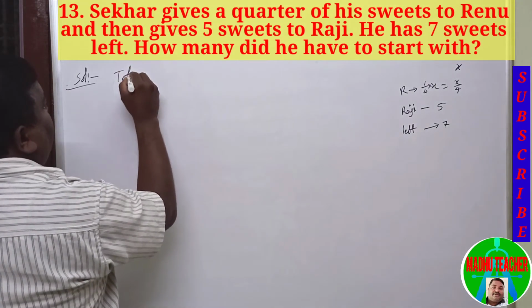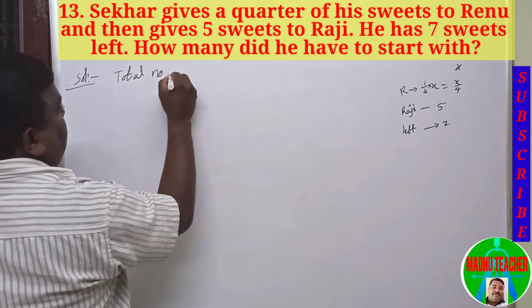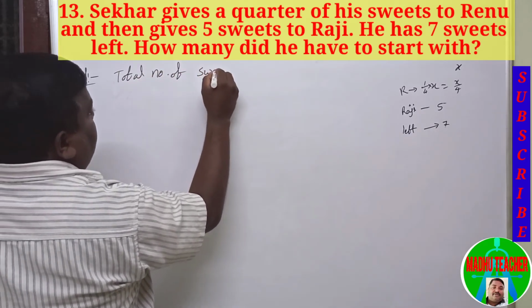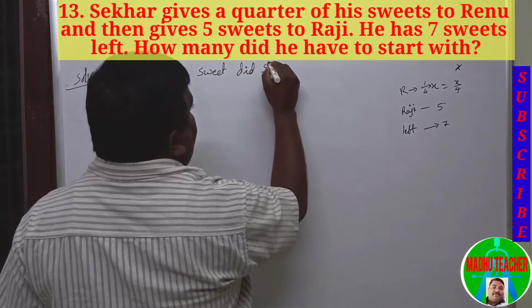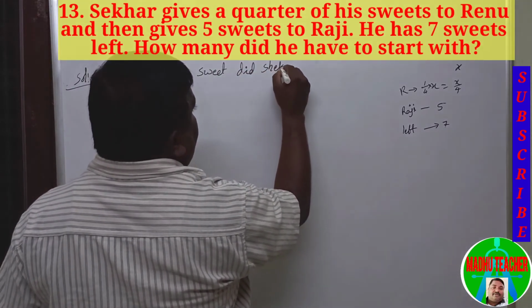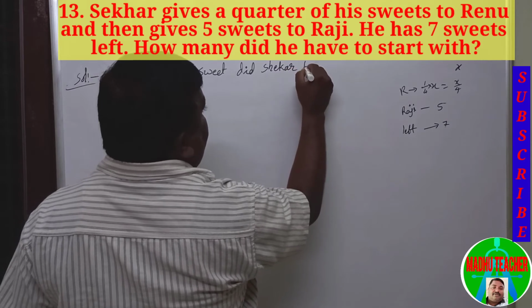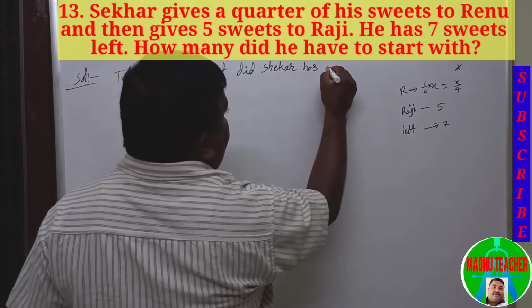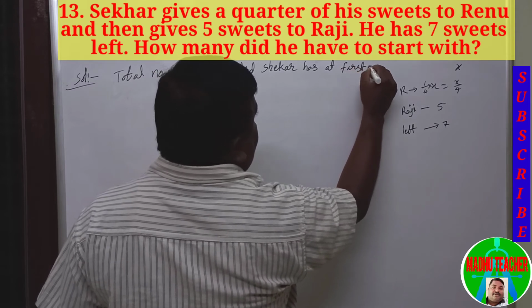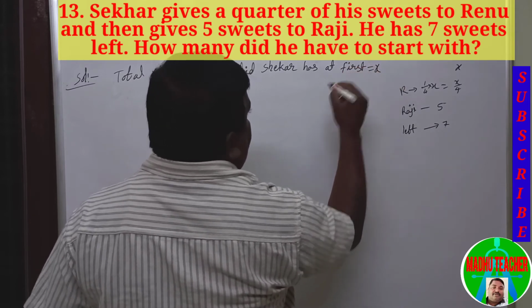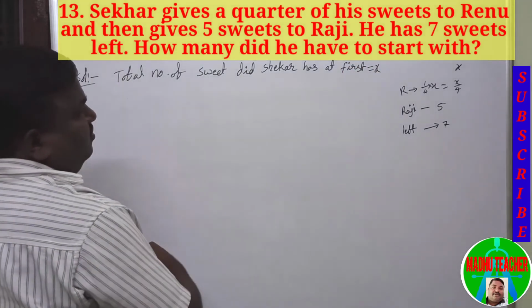Total number of sweets did Shekhar has at first is x.